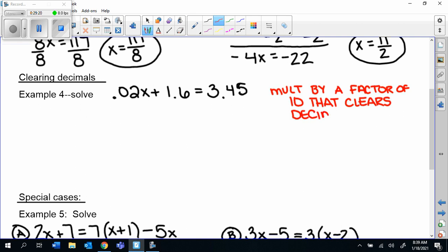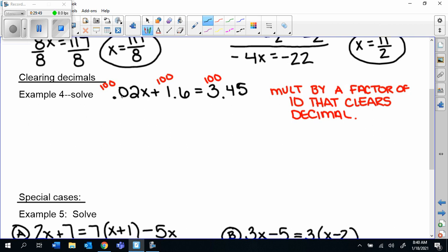So if it's a 1-digit decimal, that number would be 10. If it's a 2-digit decimal, the number would be 100. If we need to move that decimal 3 places, I would multiply through by 1,000. But I have to do the same thing to all 3 terms. So I'm going to choose 100, and I'm going to put a 100 here, a 100 here, and a 100 there.